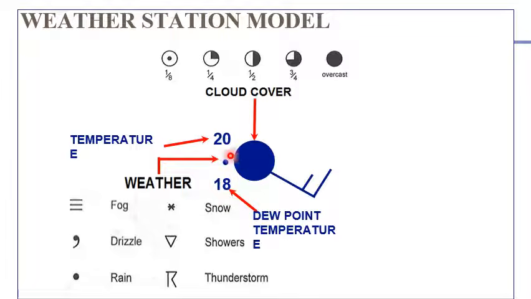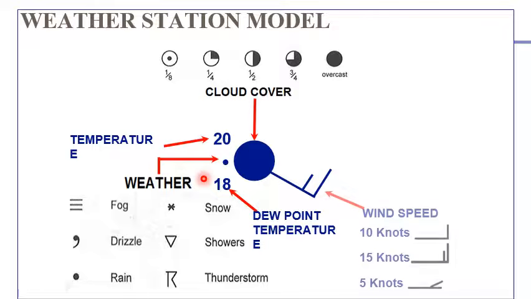Then in the center, that represents our precipitation. So think back to our previous lesson where we spoke about the different forms of precipitation. We get fog, drizzle, rain, thunderstorms, showers, and snow. Again, it's important that you recognize based on the symbol. So in this instance, we are experiencing rain.